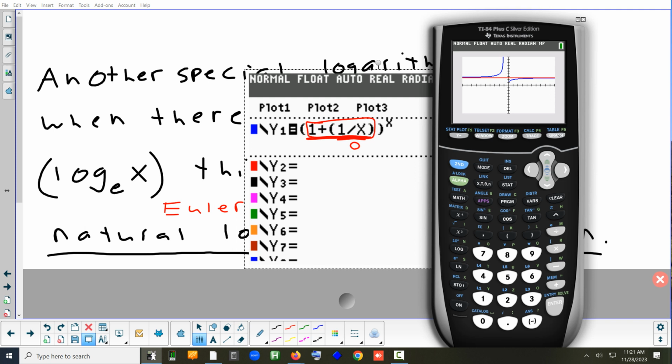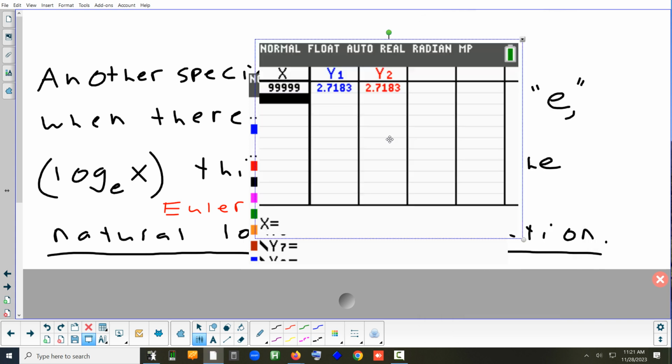All right. So that's E. It's the number 2.718. You can also see it in the table. Is the right part going down infinitely, but we just can't see it because of the calculator? The right part, yeah. It does keep going down. It just gets too steep to see it. But if you go to your table, type in a really big number for x, and then look at what you get for y, 2.718. Okay.